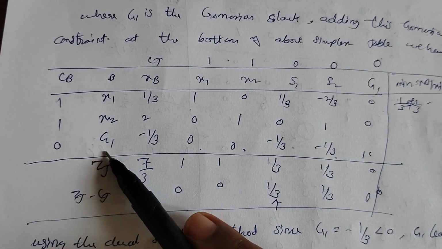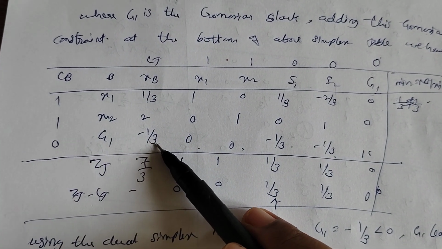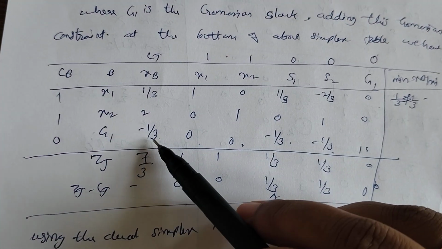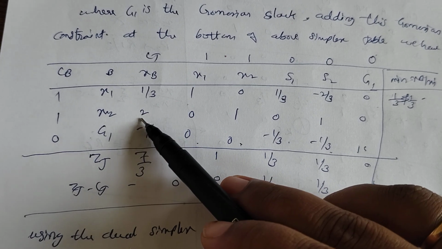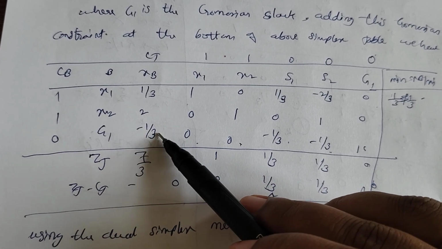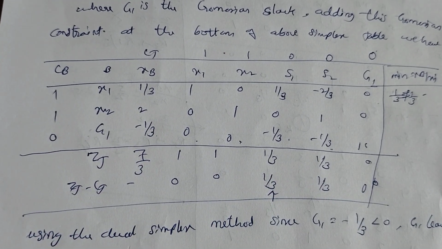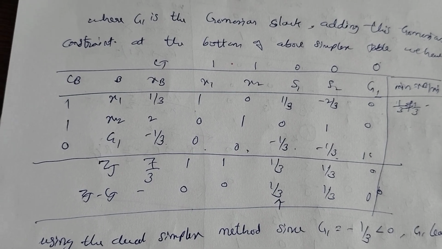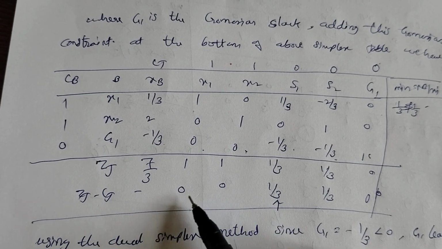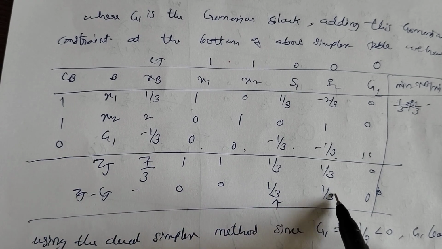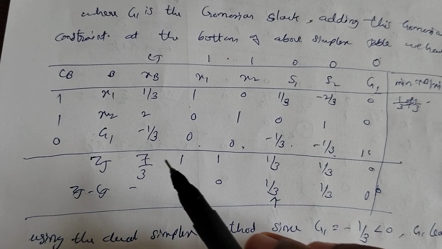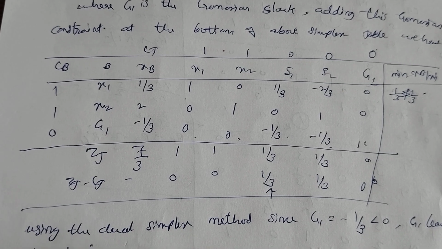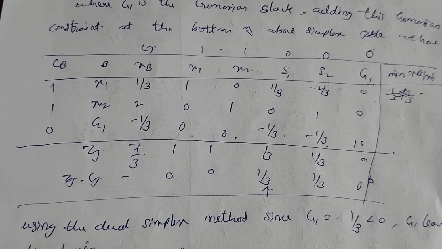Here you can see the Gomory constant value is minus 1 by 3. Consider this as the aik value. g1 equals minus 1 by 3. This position is considered as the aik value. The formula is to maximize zj minus cj divided by the aik value. So the zj minus cj values here are 1 by 3, 1 by 3. These values are divided by your aik value. Among the remaining values, we have to pick out the maximum value.